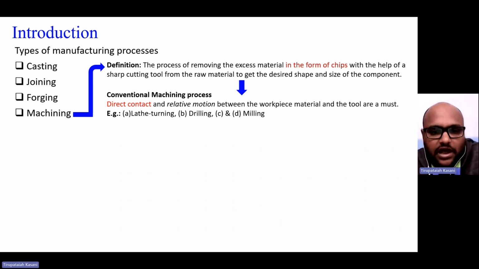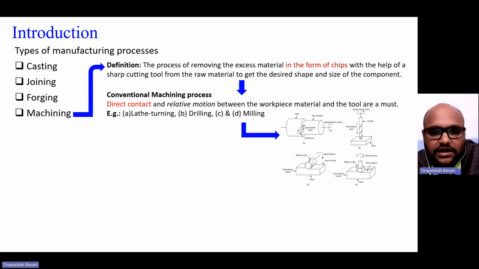Means there is a component, and we extract the material from it in the form of chips. Now we will look into the conventional machining process, wherein direct contact and relative motion between the workpiece material and the tool are a must. For example, lathe turning, drilling, milling.